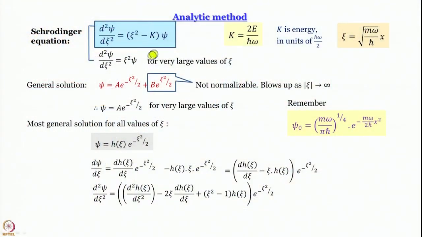So, we have obtained this expression for d2 psi d xi 2, which we can now replace in this expression of Schrodinger equation, and then we can go further ahead. That is what we will do in the next module.